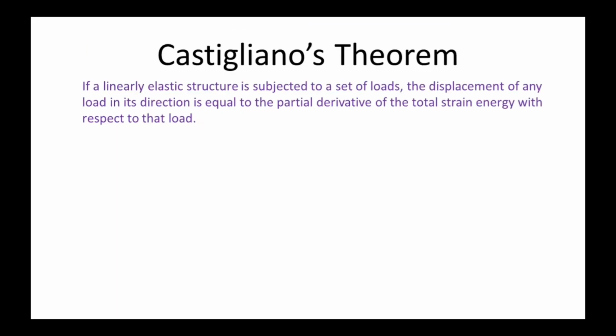Now Castigliano's theorem: if a linearly elastic structure is subjected to a set of loads, the displacement of any load in its direction is equal to the partial derivative of the total strain energy with respect to that load. It means delta i is equal to del U by del Pi. So here U is a strain energy. So U is equal to integration 0 to L P square by twice E into delta Z.